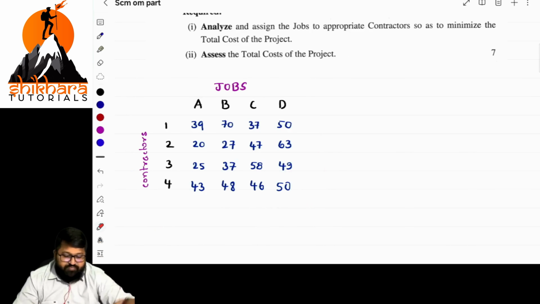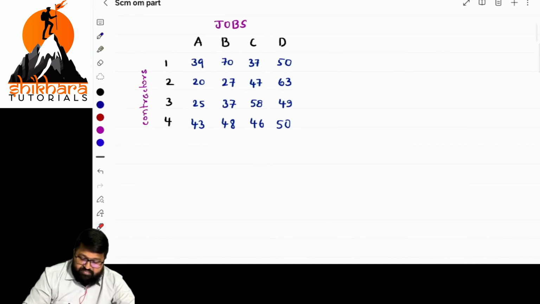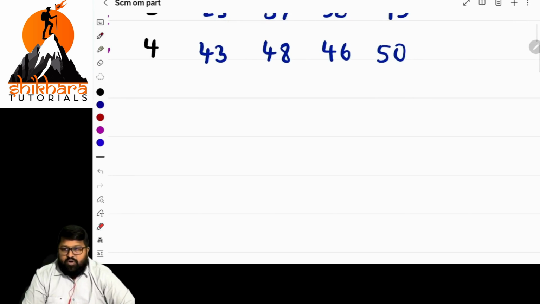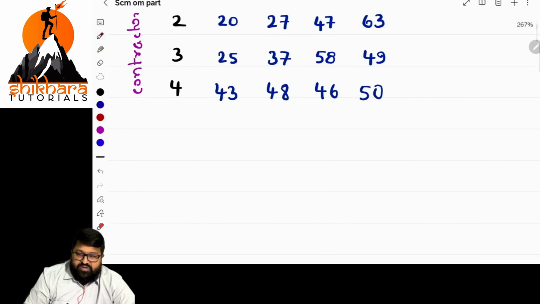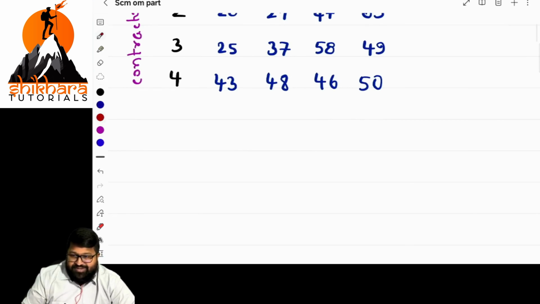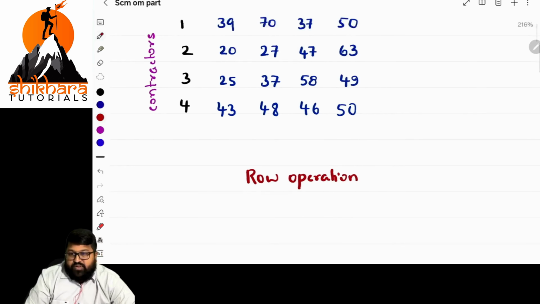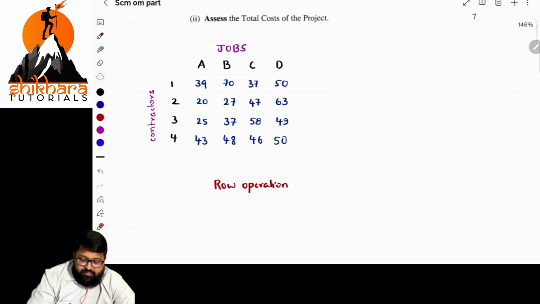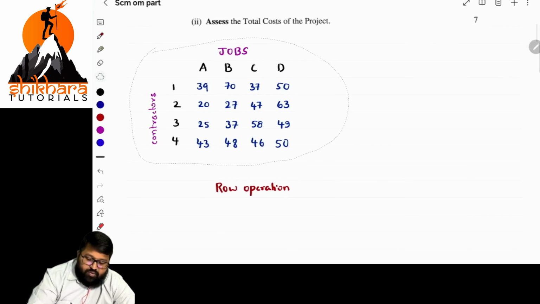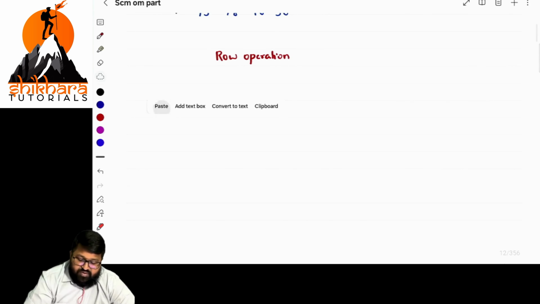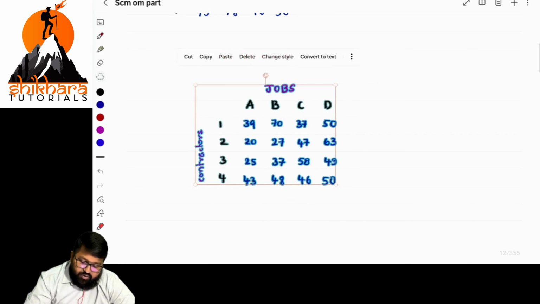What is the first step? The very first most important step is the row operation. In the exam, do not use different colors. I may be using different colors for my convenience, but from an exam point of view use only black. Row operation: I am copying the same matrix again, which is good for me. In the exam, you can start straight away with the first step itself, mention that part and proceed.